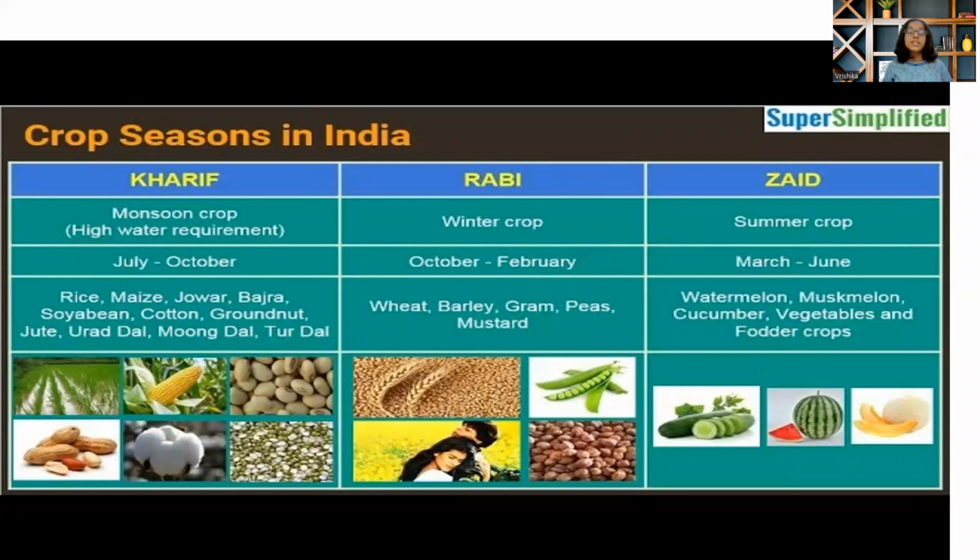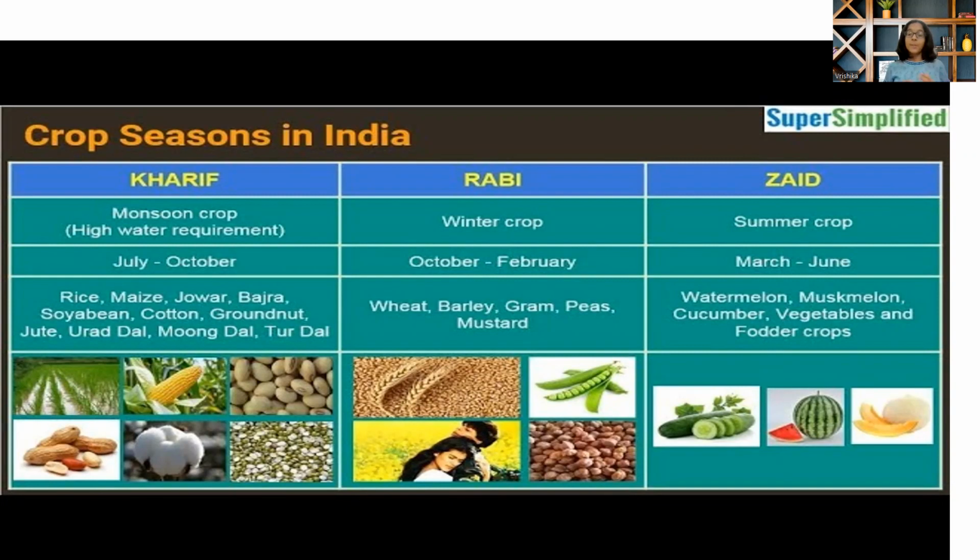First, let us see the three types of crops which are grown in different seasons in India. These three crops are Kharif crops, Rabi crops, and Zaid crops. First, we will be starting with Kharif crops. Kharif crops are grown in the monsoon season. They have a high water requirement. The season of monsoon in India lies from July to October. Examples of Kharif crops are rice, maize, jowar, bajra, soybean, cotton, etc.